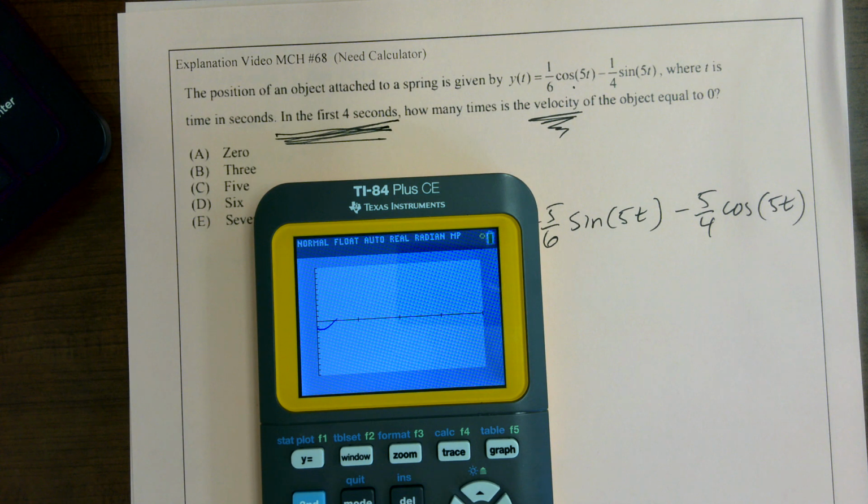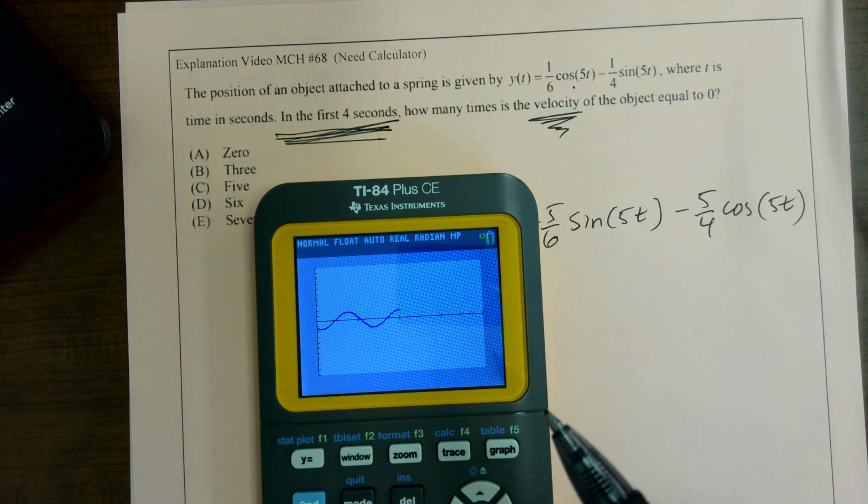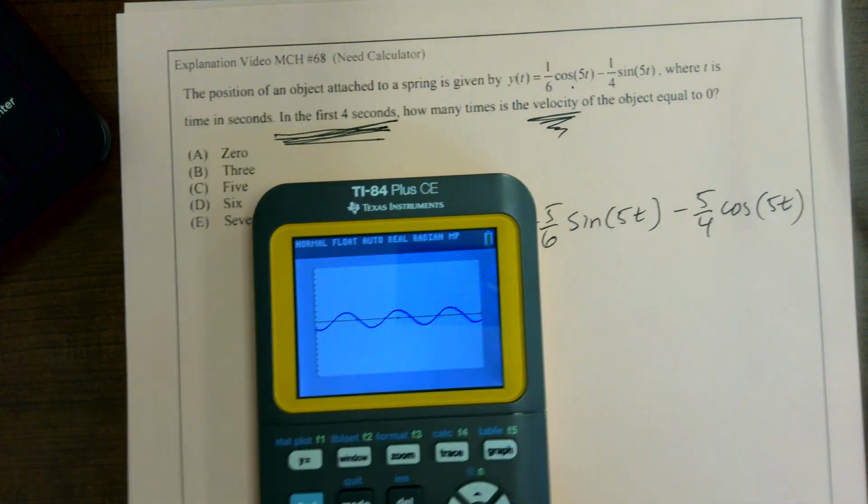I'm looking for when this graph equals 0. 1, 2, 3, 4, 5. Every time it crosses. 6. Okay, so 6.